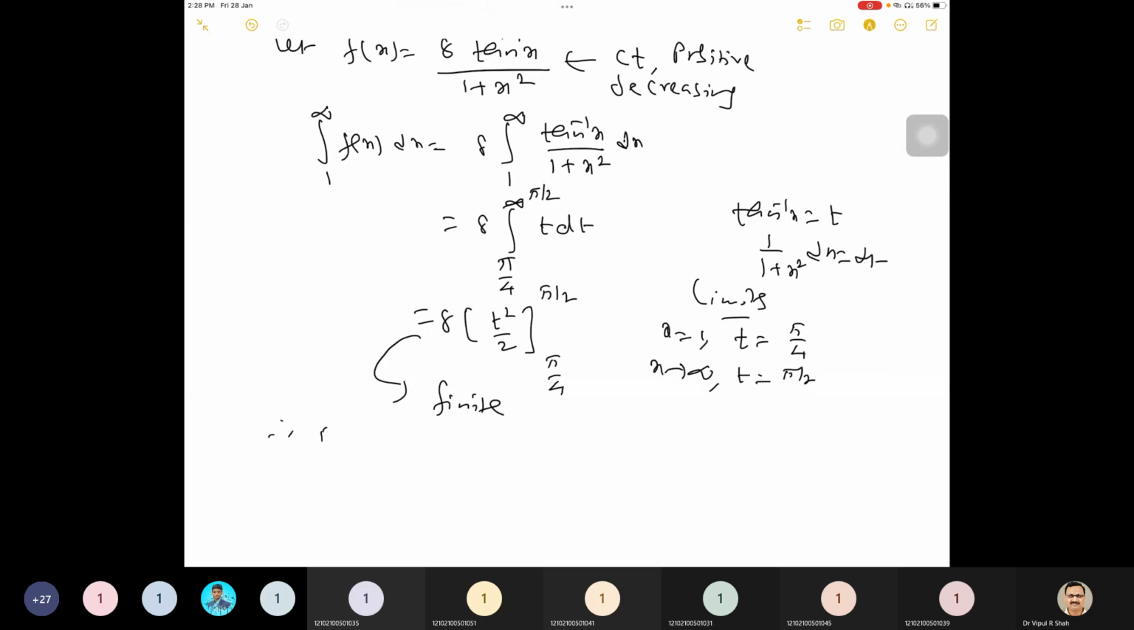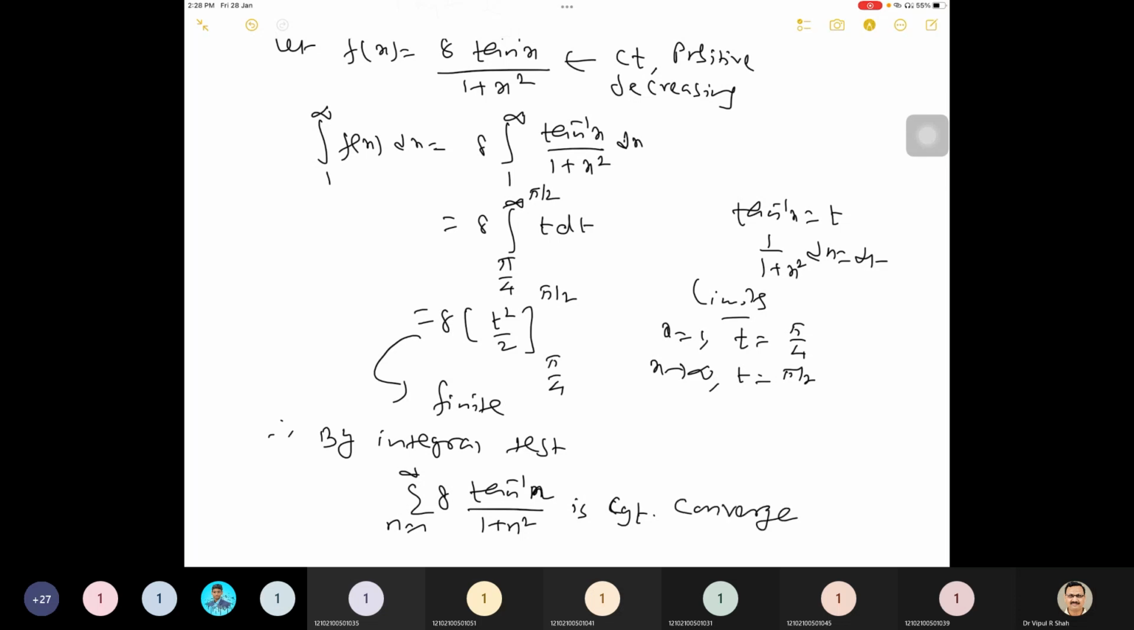And therefore, by integral test, the series n equal to 1 to infinity 8 tan inverse n upon 1 plus n square is convergent. Okay, it is convergent. You understand? Only you can say convergent. You cannot find the sum.